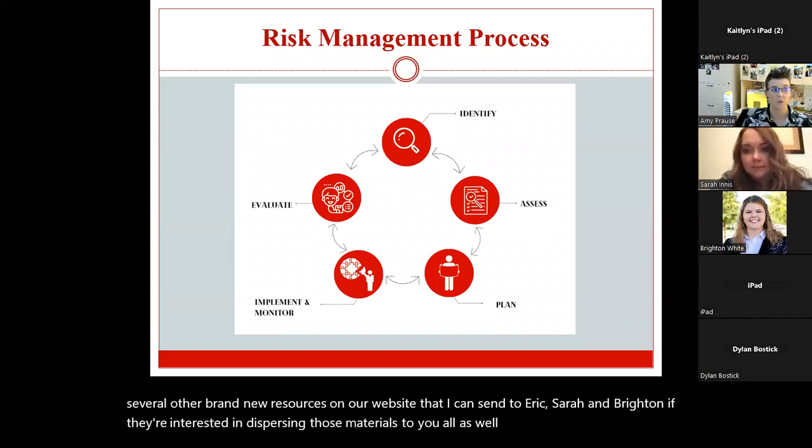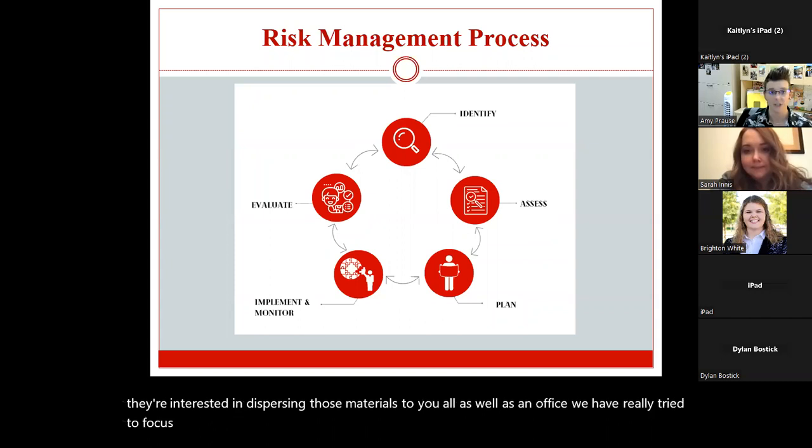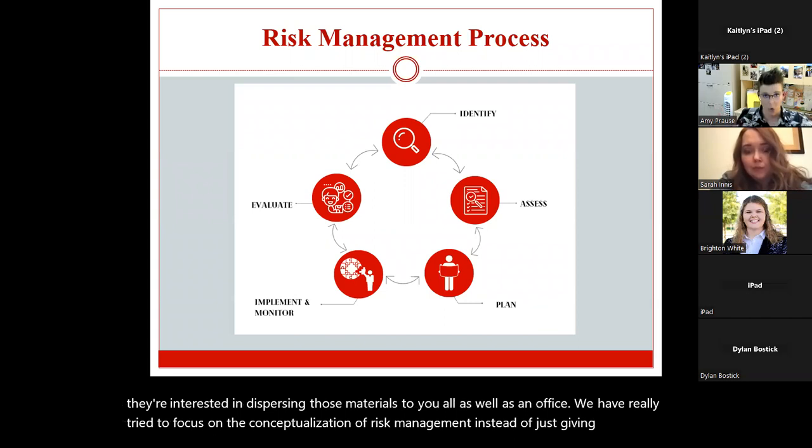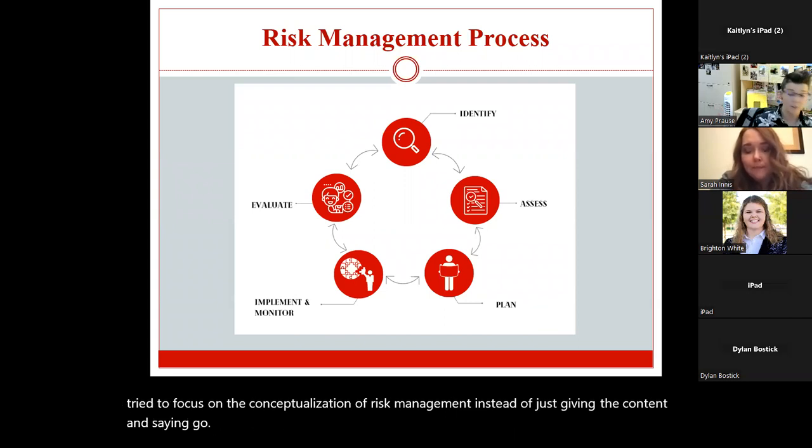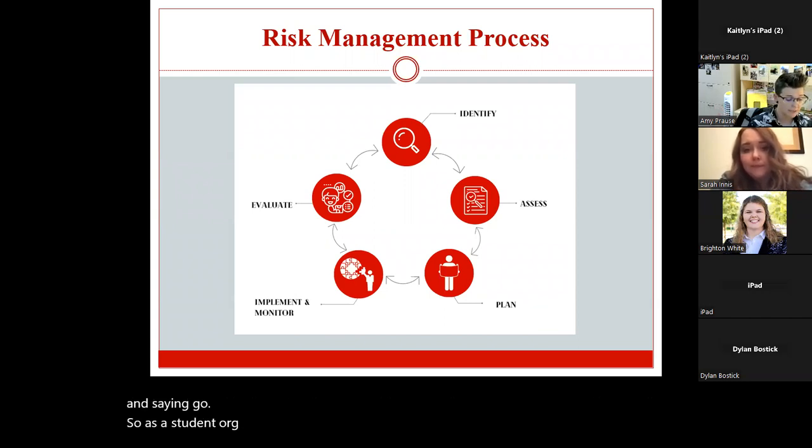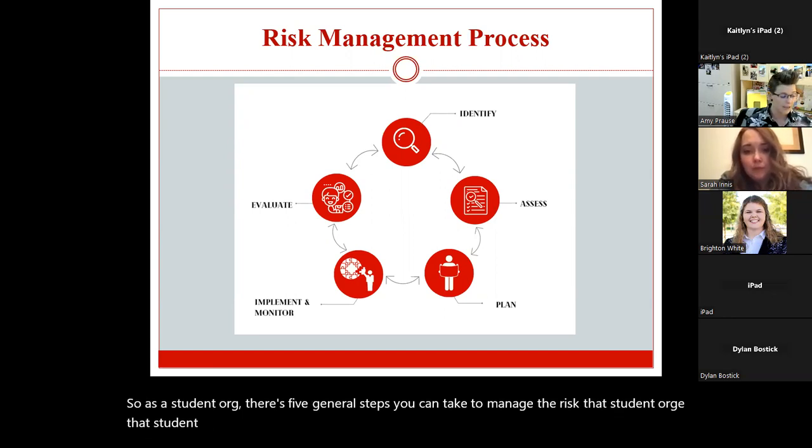As an office, we have really tried to focus on the conceptualization of risk management instead of just giving the content and saying go. So as a student org, there are 5 general steps you can take to manage the risks that student orgs could have in their activities. So for any event or function, you would want to start at the top of this cycle.